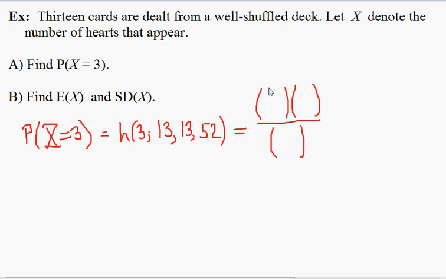So there are 13 good objects, so to speak. There are 13 hearts, of which I want 3. There are 39 bad objects, everything that isn't a heart, and I need 10 of those to get a total of 13 cards drawn. And there are 52 total cards, of which 13 are selected.